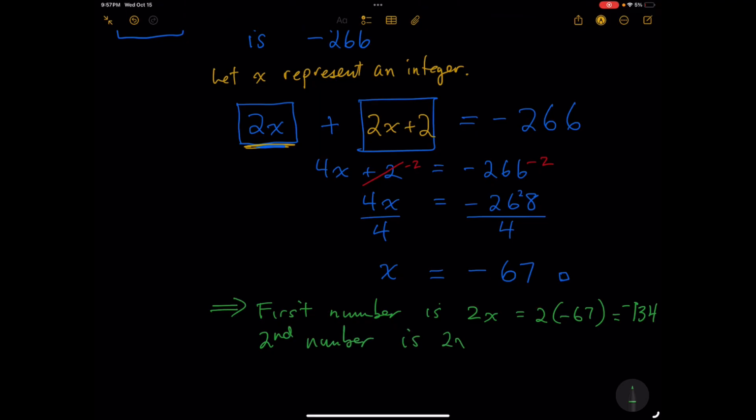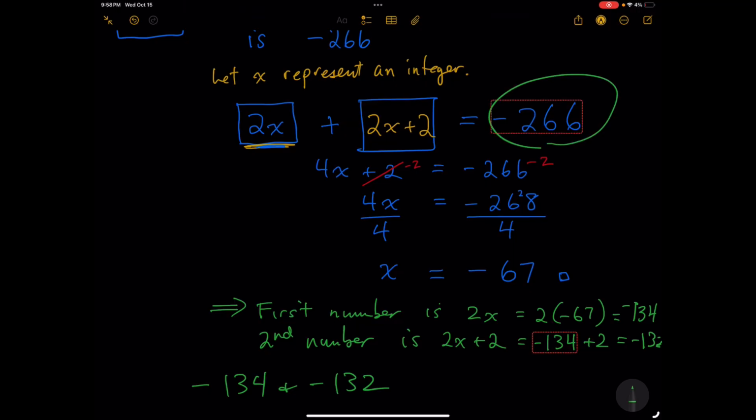Second number is 2x plus 2. We already know what 2x is. It's negative 134. Plus 2 is negative 132. Ran off the page there. So the two numbers are negative 134 and negative 132. And when you add those two numbers together, you will get negative 266. Nailed it. There we go.